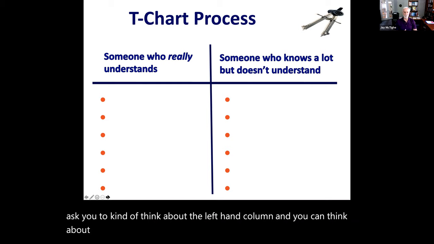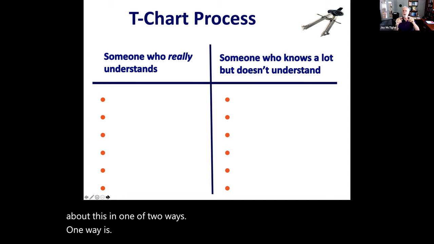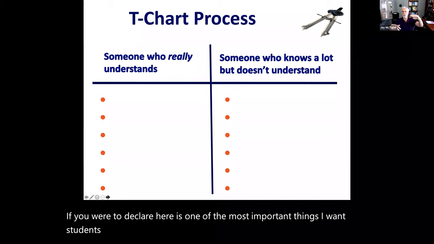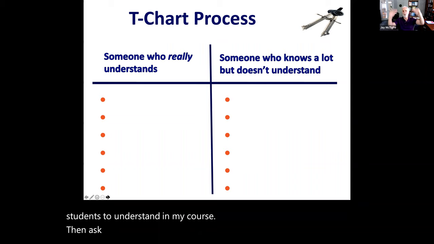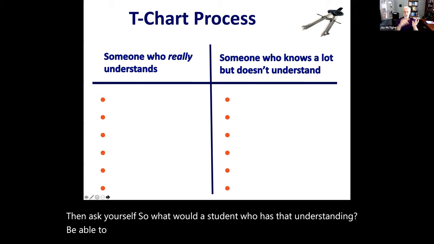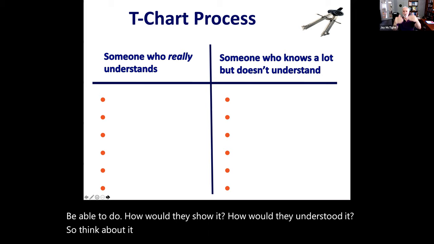One way is, if you were to declare, here's one of the most important things I want students to understand in my course, then ask yourself, what would a student who has that understanding be able to do? How would they show it? How would you know they understood it? So think about something you teach that really is important for the learner to understand.